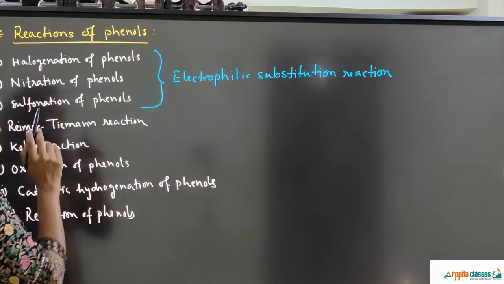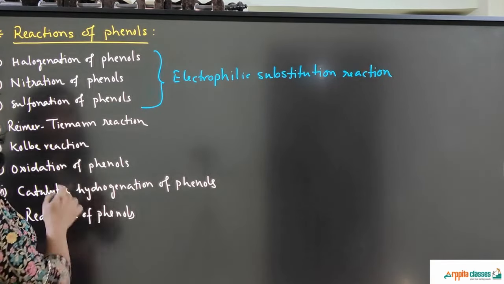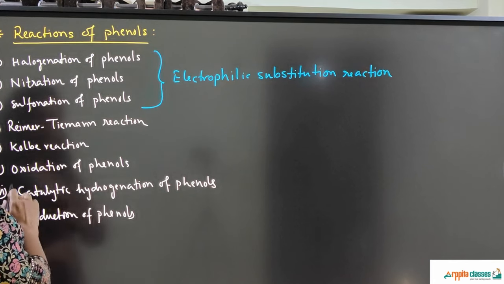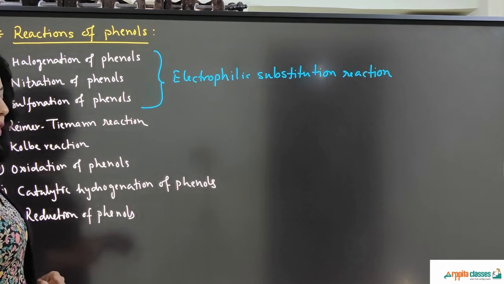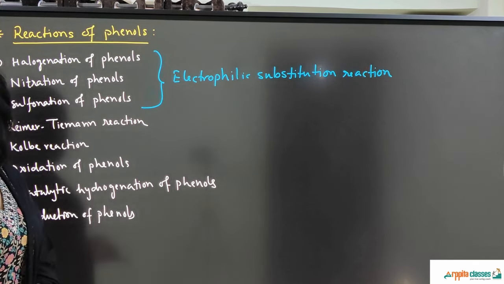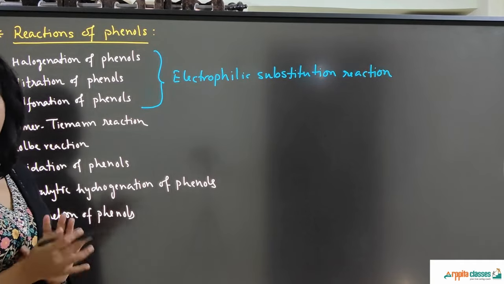The 4th reaction is a name reaction, the Reimer-Tiemann reaction. The 5th one is also a name reaction, the Kolbe reaction. Then oxidation of phenols, catalytic hydrogenation of phenols, and finally reduction of phenols. So these are the 8 reactions we have to study today.